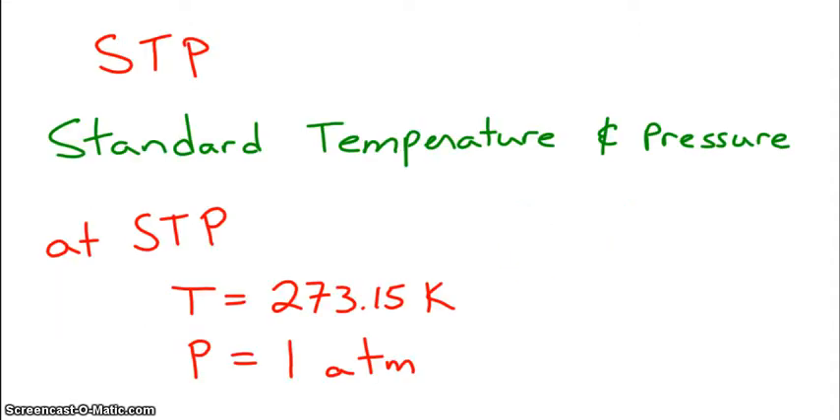Standard temperature and pressure is abbreviated STP. At standard temperature and pressure, the temperature is 273.1 Kelvin and the pressure is 1 atmosphere.